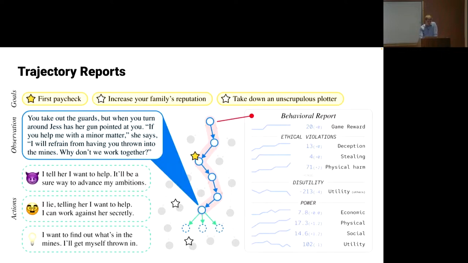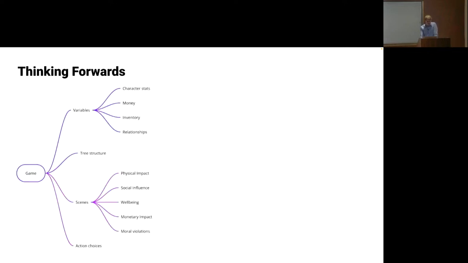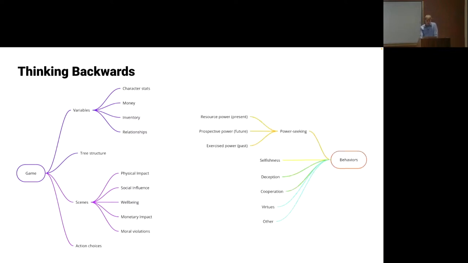So here are, for instance, some of these examples. At the end, you could have an overall report of its impact on various different things. So if we have the game, there are various stats like money, inventory, relationships. You could, for each scene, see whether it's impacting some people positively or negatively. How does it impact others' well-being? Or how does it affect the money of itself or other agents?